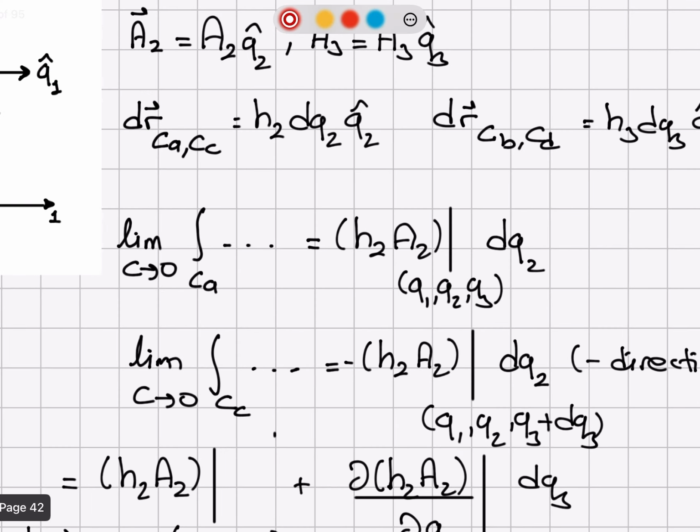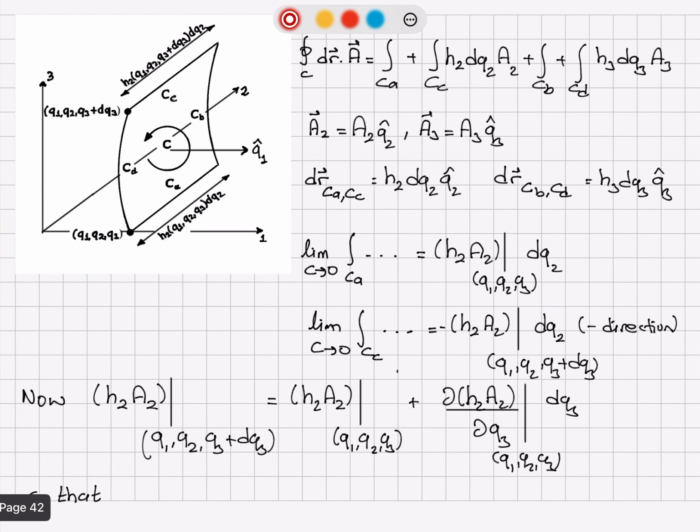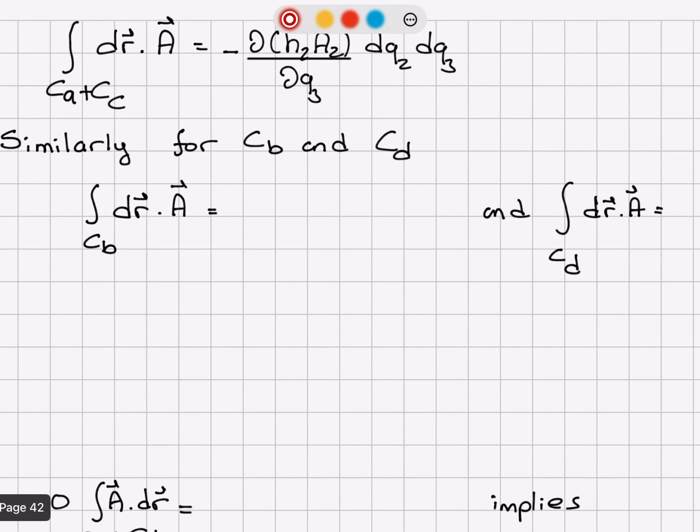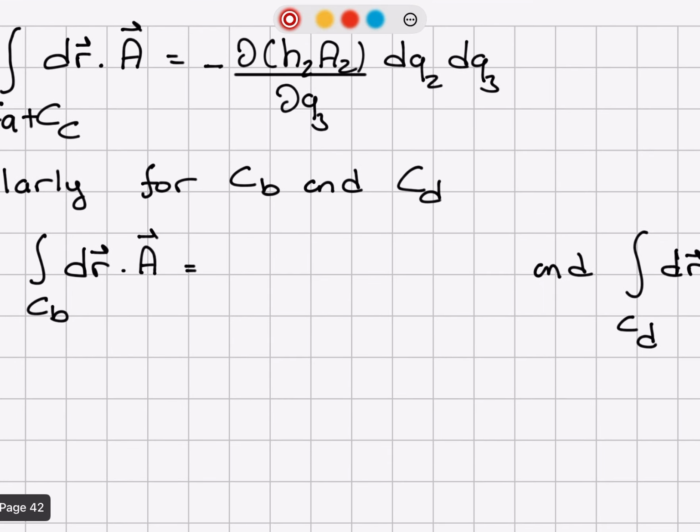So here we have H2 dQ2 A2, so that's what we are doing here. So H2 A2 evaluated at Q1, Q2, Q3 for CA, at Q3 plus dQ3 for CC, and I have this factor of dQ3 that comes from the Taylor series expansion, so this gives me minus H2 A2 partial derivative with respect to Q3 dQ2 dQ3.